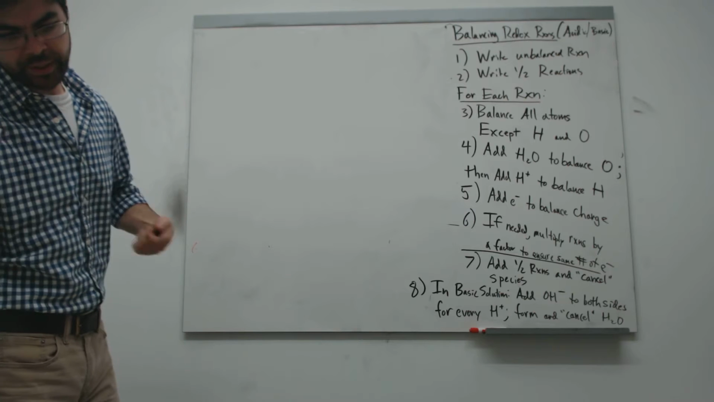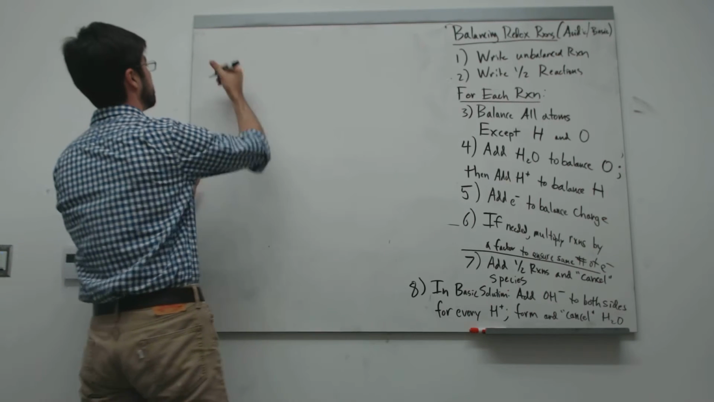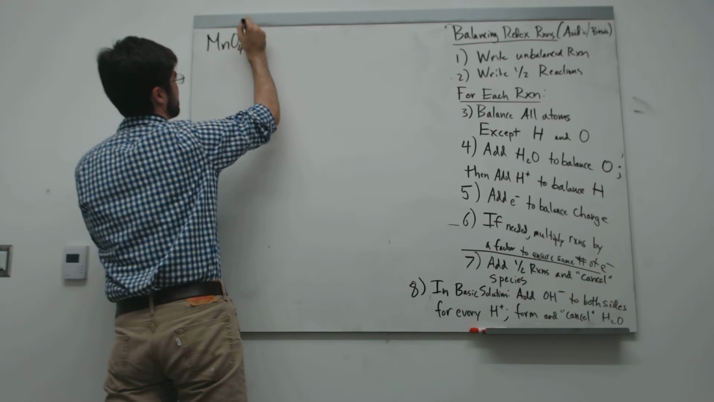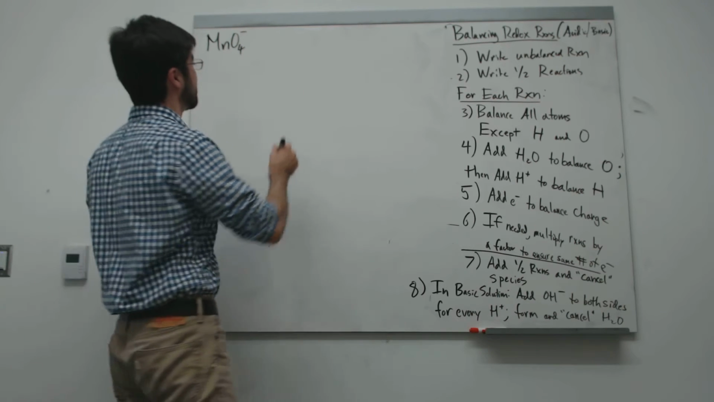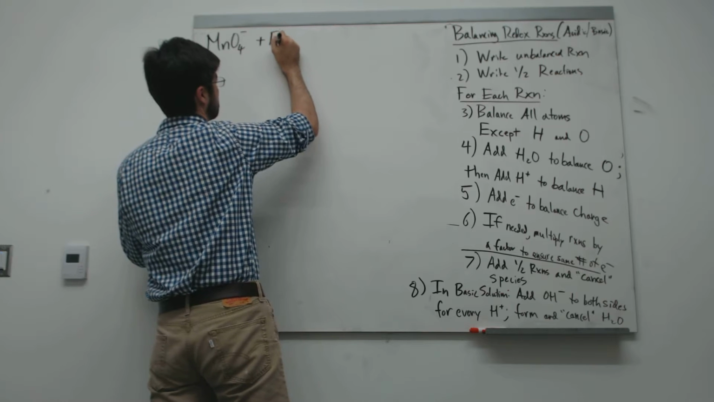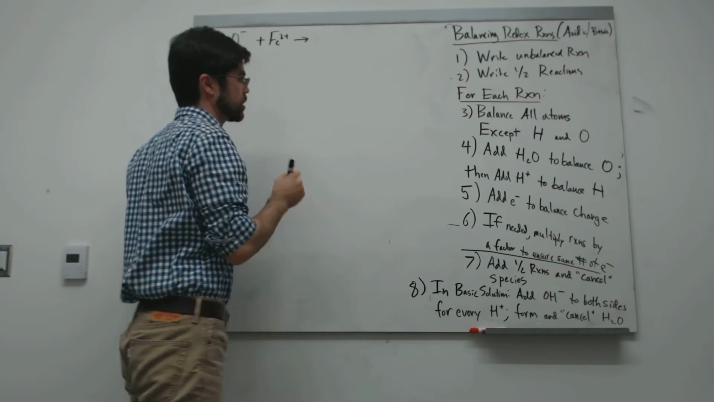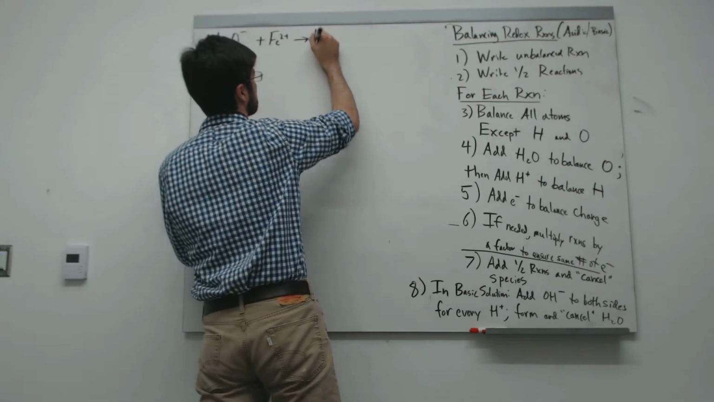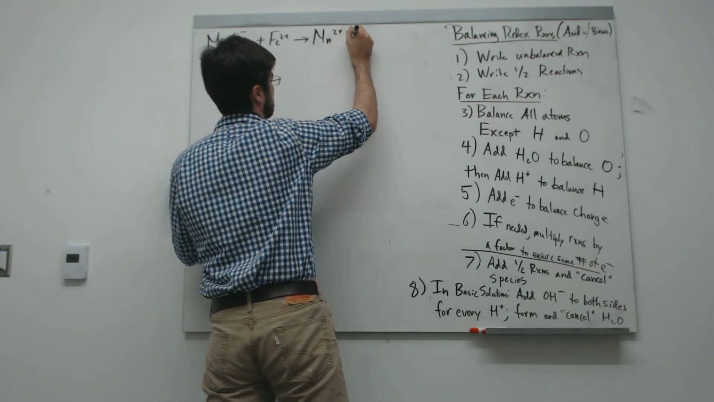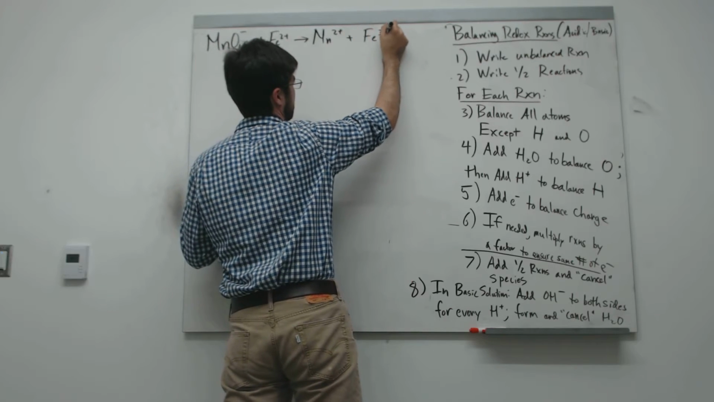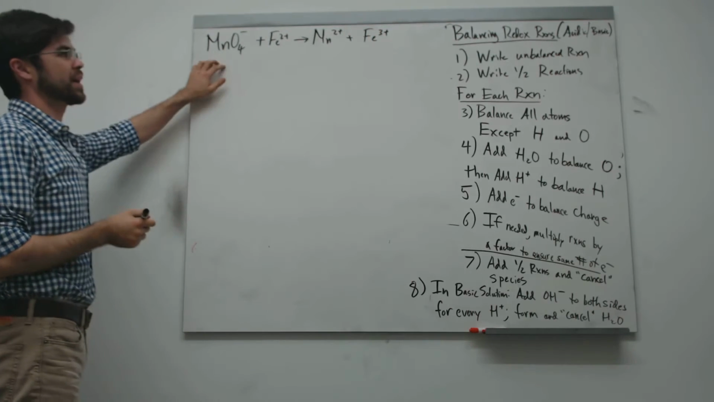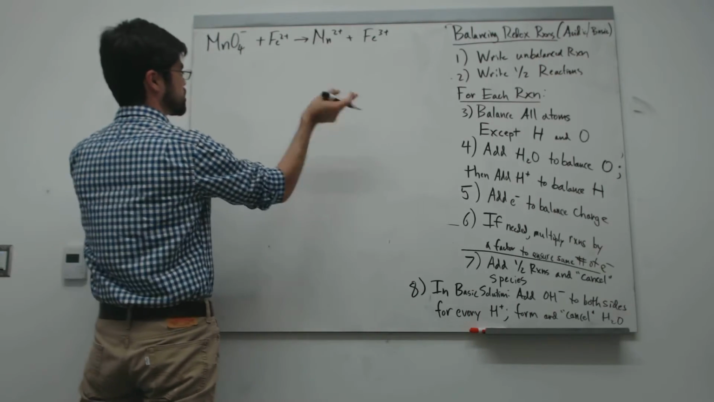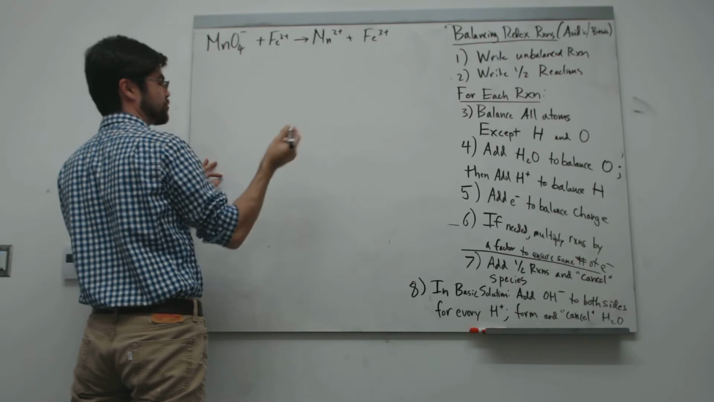So let's do this example, which is between the permanganate ion, I think it might be the permanganate ion, and the iron 2 ion, converting into manganese 2 plus and iron 3 plus. So this is my unbalanced reaction. First thing to do is to split this into 2 half reactions.